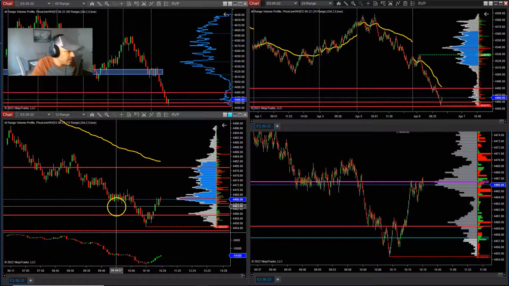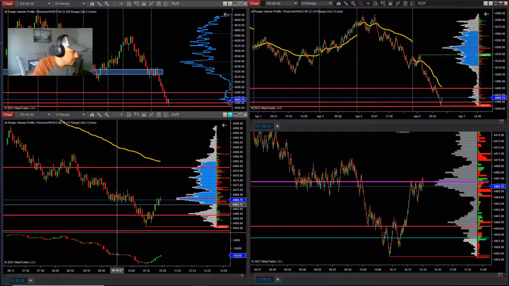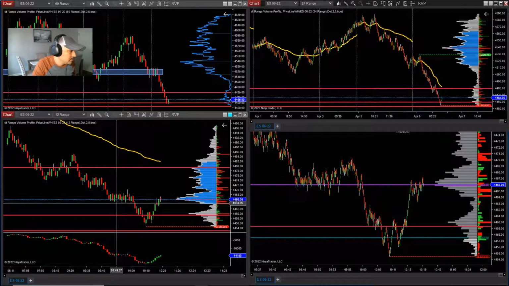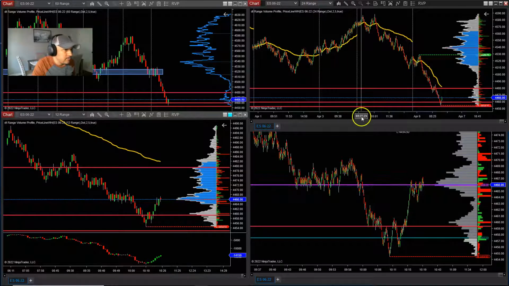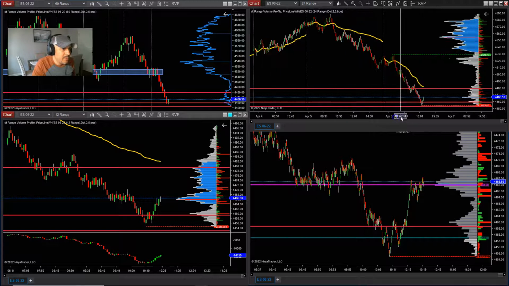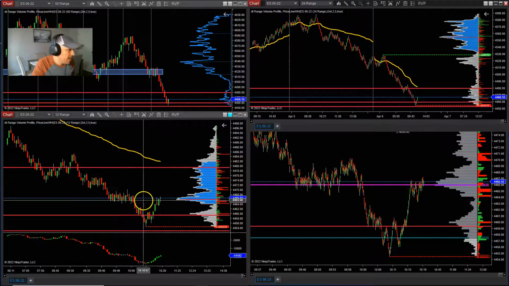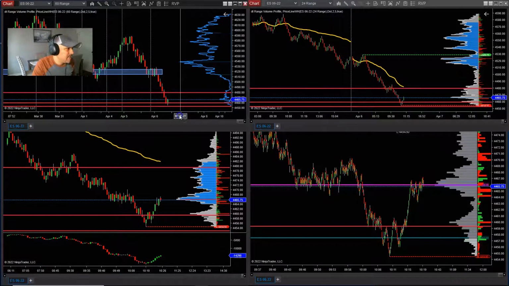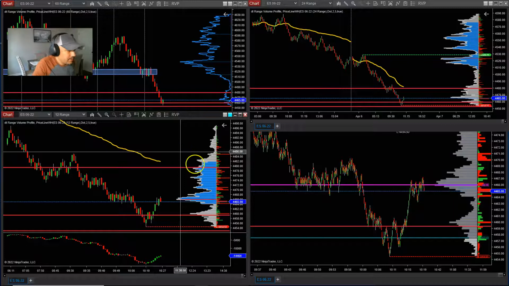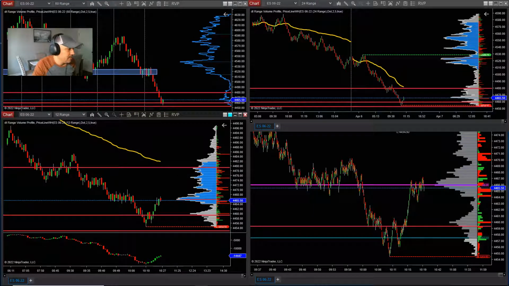Okay. So here's an area where price could possibly, I don't know, reject out of. We'll see. It's a high volume area right here. You don't see it on the 24 range as well as you do on the 12 range. That's why it's important to have multiple time frames up. Okay, so let's see if price is going to close below, what it's going to do here.